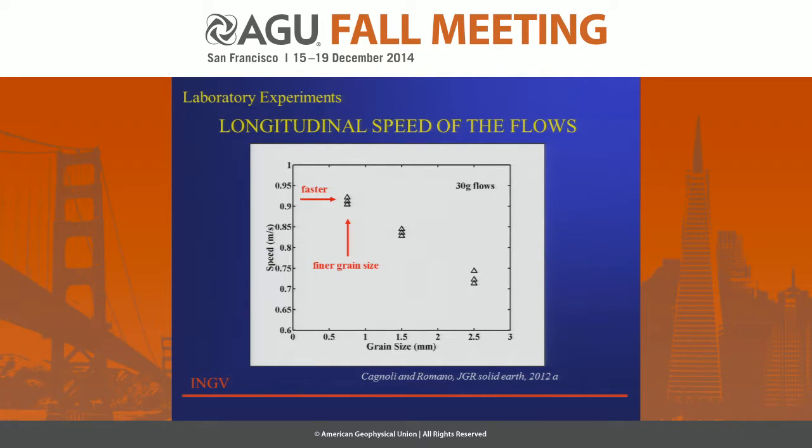Okay, now we know why, for example, if we measure the speed of the flow in the same spot along the chute, we see that the finer grain size flows are faster. So why? Because they have dissipated less energy to reach that spot.